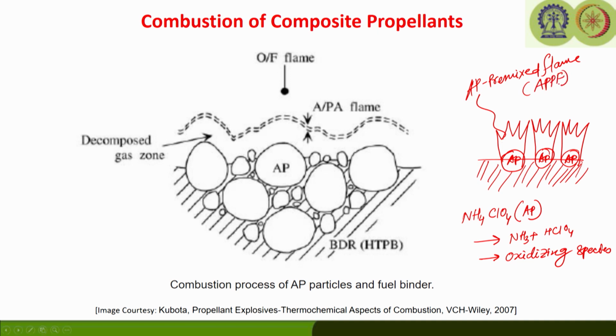So, this is around 0.7 MPa or 7 atmospheric pressure that the ammonium perchlorate decomposes and combines with the fuel binder and establishes a premix flame above the oxidizer crystals, which is known as the ammonium perchlorate monopropellant flame, or sometimes it is known as the ammonium perchlorate premixed flame.